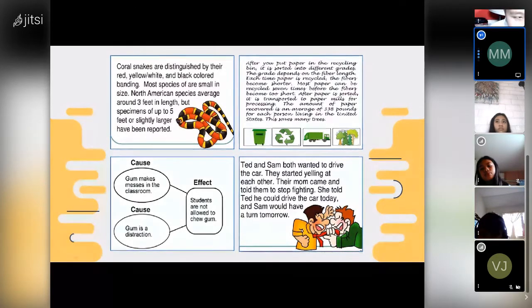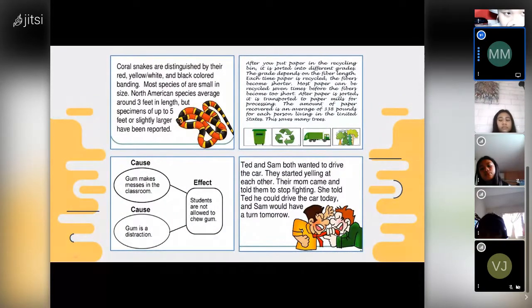Okay, thank you, Ino. How about Von? Von, how will we know that the information is organized? From the writing and how it looks neat. From the writing, like the last one, Ted and Sam. Okay, thank you, Von.